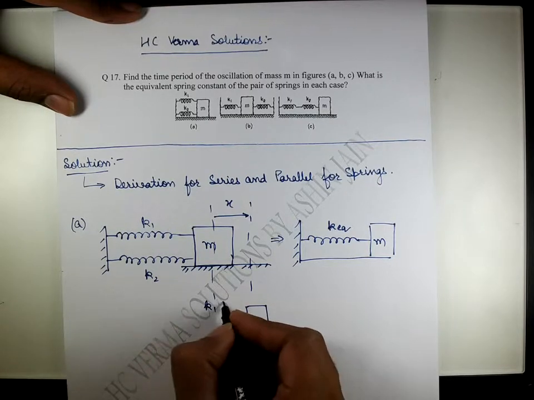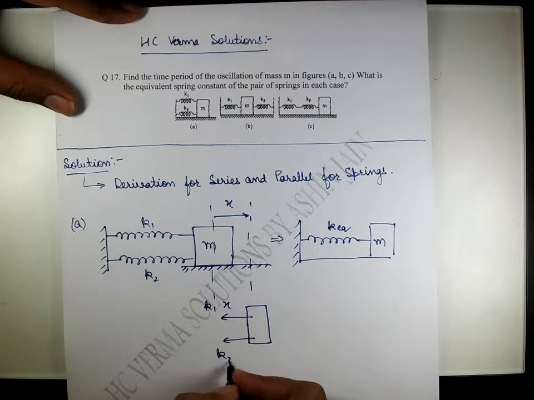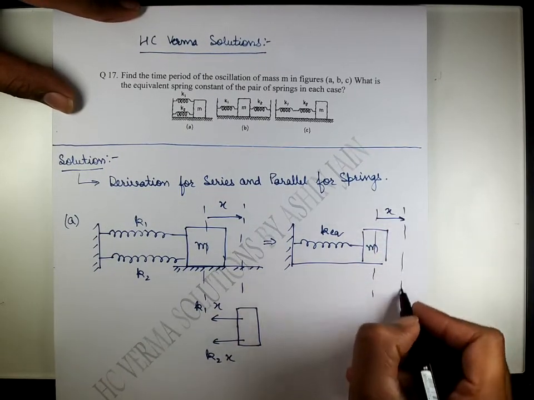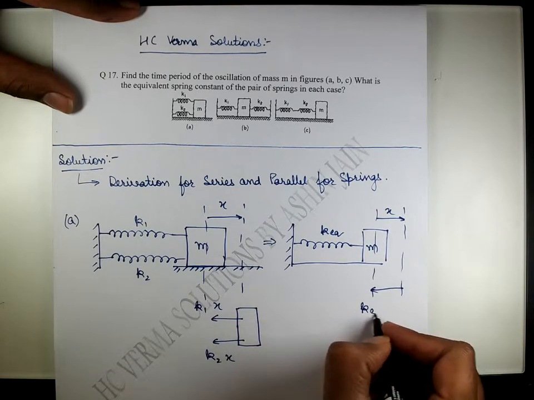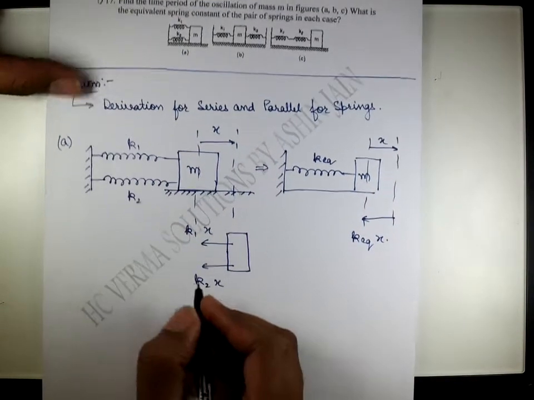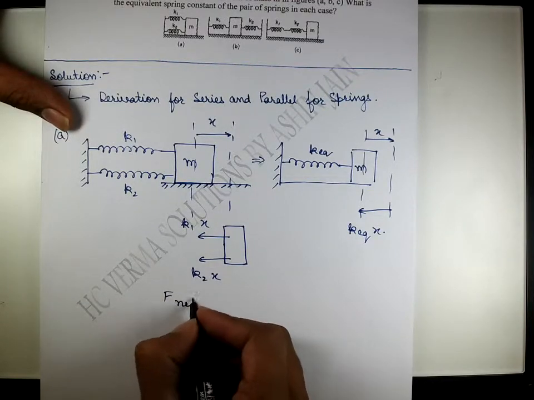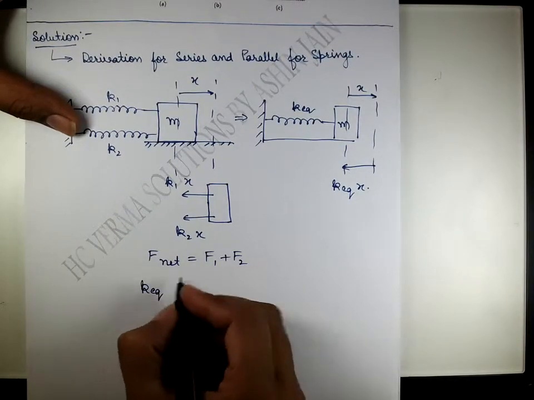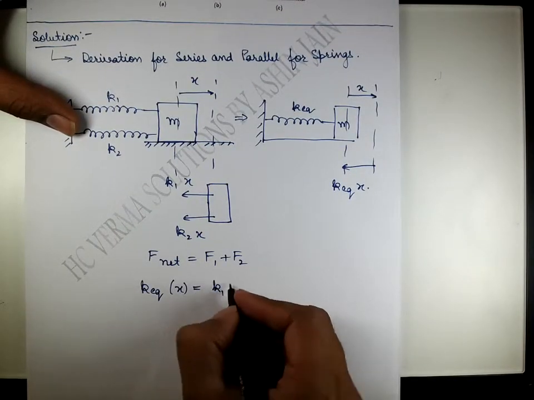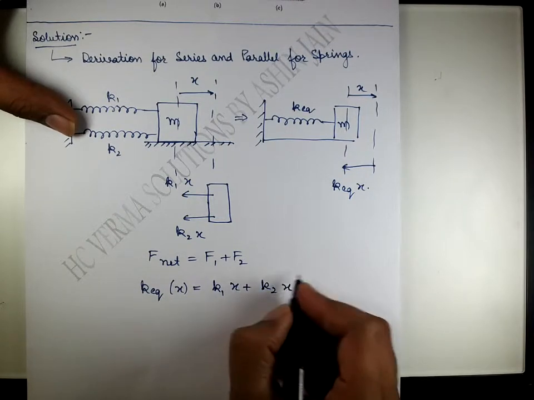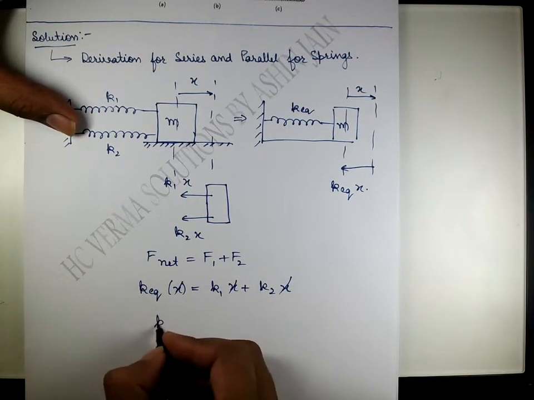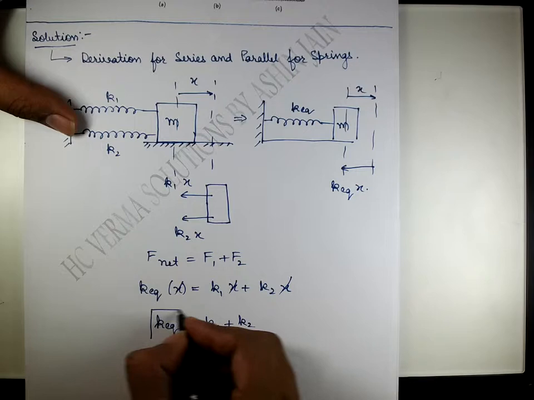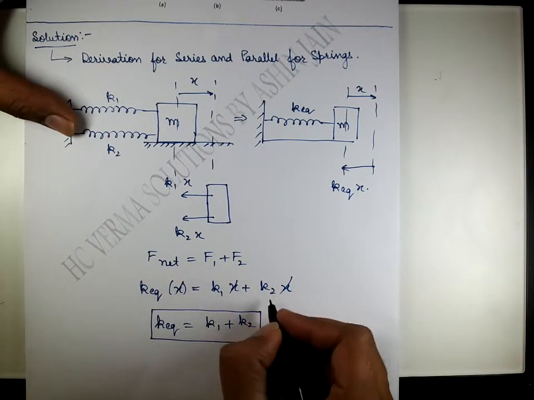One would apply a force of k1x and the other would apply a force of k2x. Now if I displace the equivalent system by the same distance x, the force would be equal to k equivalent into x. The net force should not change on the equivalent concept, so F net should be equal to F1 plus F2, or k equivalent into x comes out to be k1 x plus k2 times x, in which x is common and gets cancelled out, so k equivalent is equal to k1 plus k2.